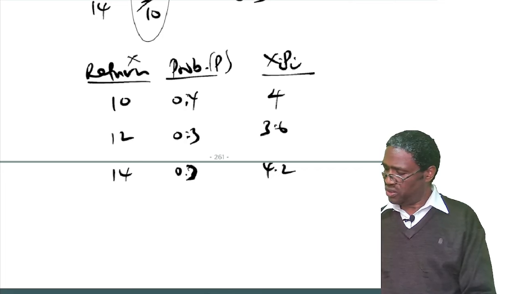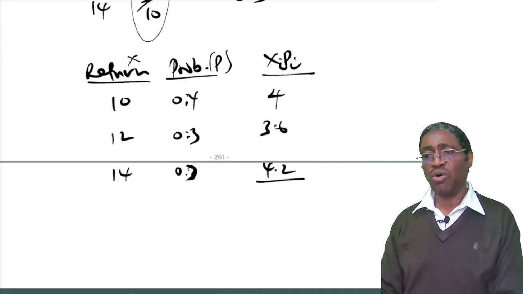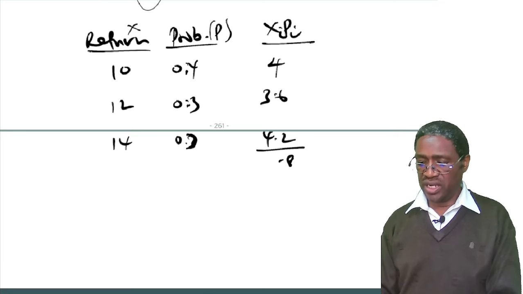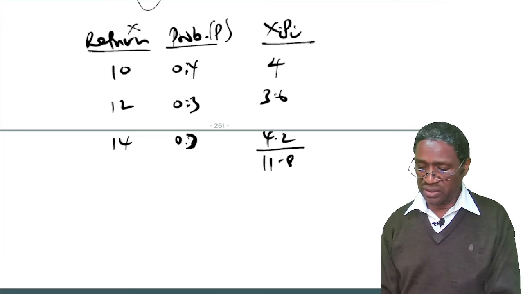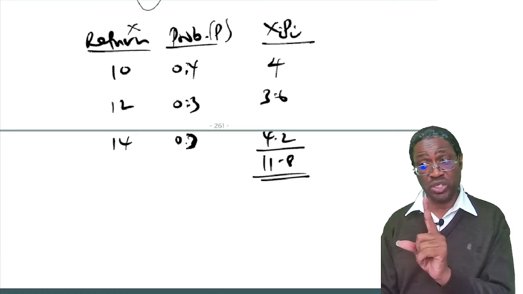Times 0.3, yes, 4.2. Then you get the sum of this. The last one is 0.8. Then I take 7, 11. Good. Listen to this now. I hope you are watching.